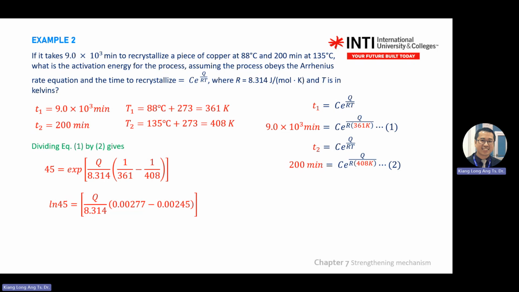Then you do mathematics, you take ln, you remove the exponential, and then you have only one unknown there. Okay. So you take this one, divide this one, you cancel the C, you have the exponential. Exponential divide is minus. If you don't understand this one, go and ask your mathematics lecturer. The answer is Q equal to something like this.